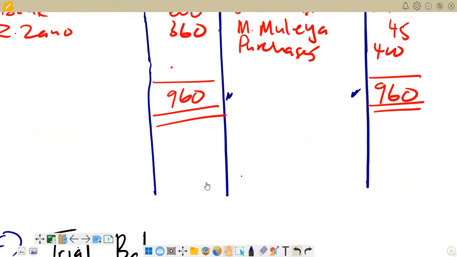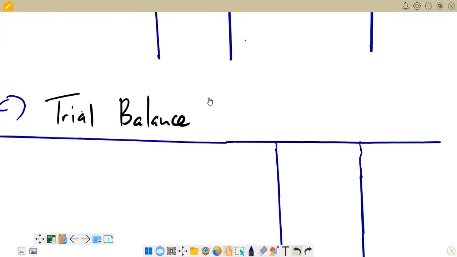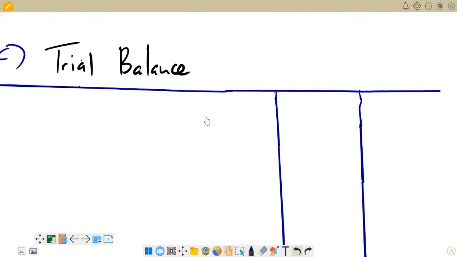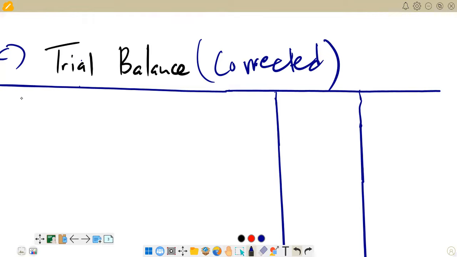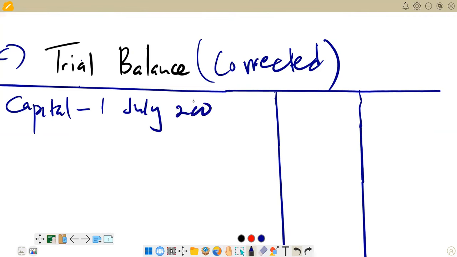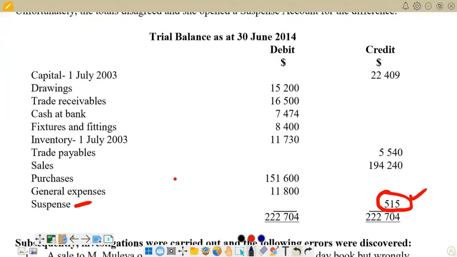So for capital, we are going to go to the trial balance that we are correcting. This is now a corrected trial balance. Remember, this is a corrected trial balance. So for capital, it's 1 July 2003, if I'm not mistaken. Let's just check there. The capital is 1 July 2003, and it's 22,409.